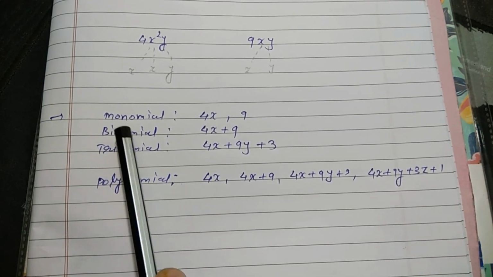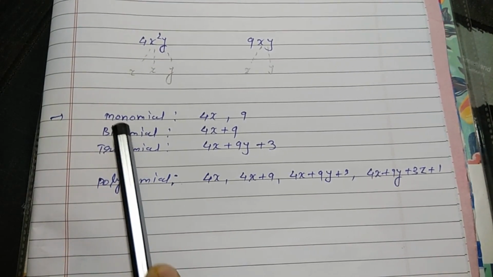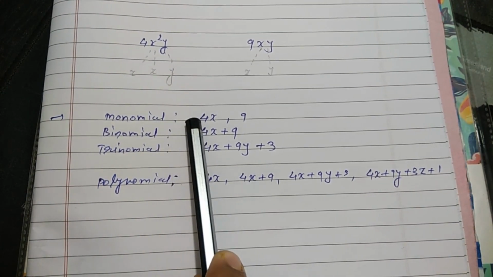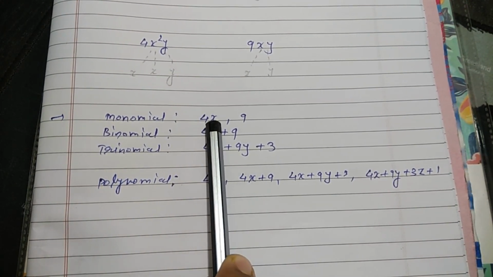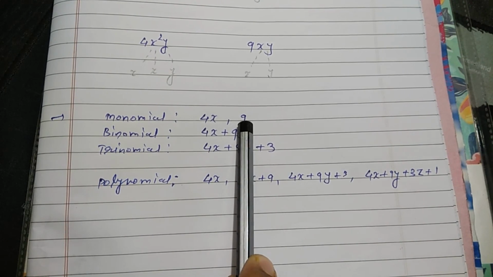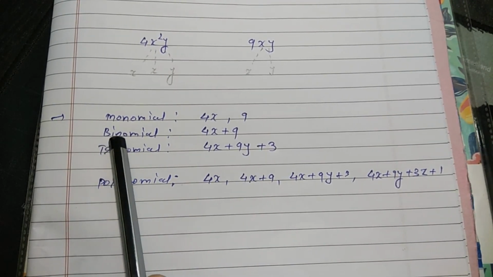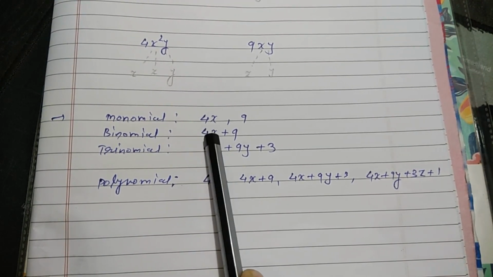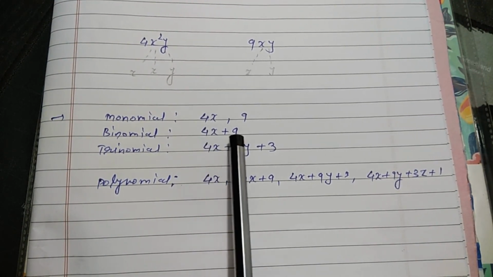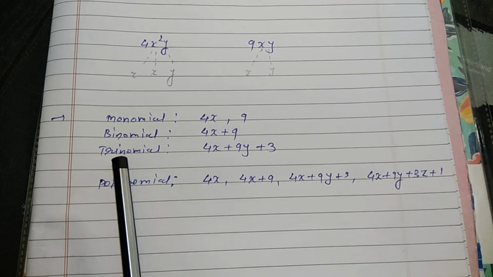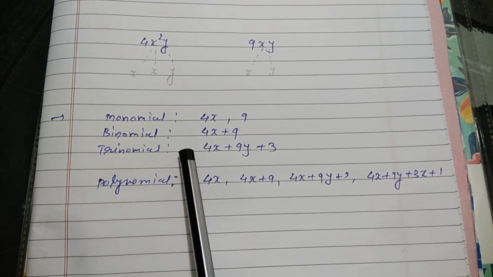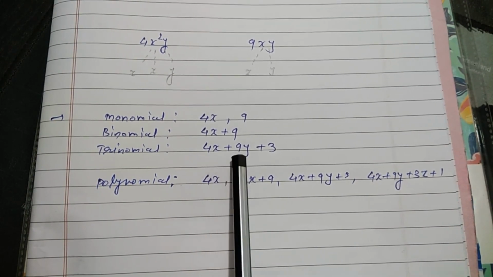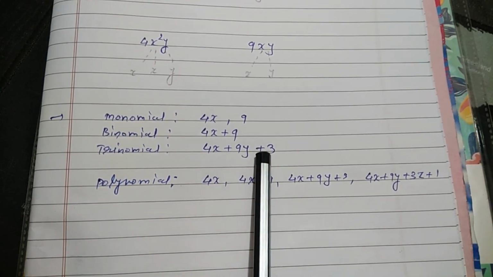And lastly, we learned about monomial, binomial and trinomial. A monomial is an expression in which only one term is there, that is 4x is a monomial, and constant 9 is also a monomial. A binomial is an expression which has two unlike terms. Here 4x plus 9 is a binomial. A trinomial is an expression which has three unlike terms. Here 4x plus 9y plus 3 is a trinomial.